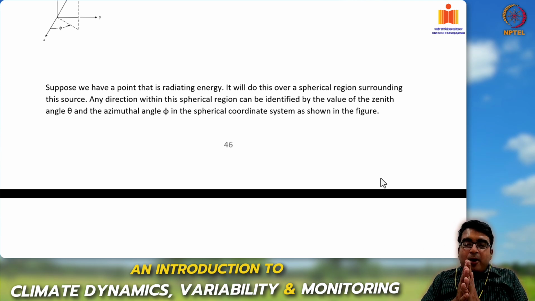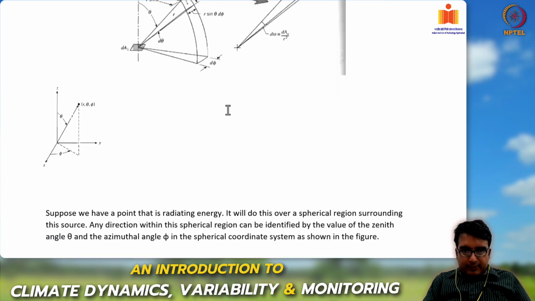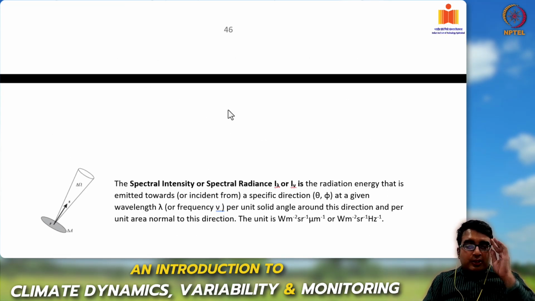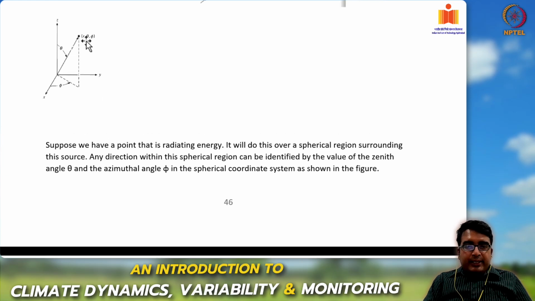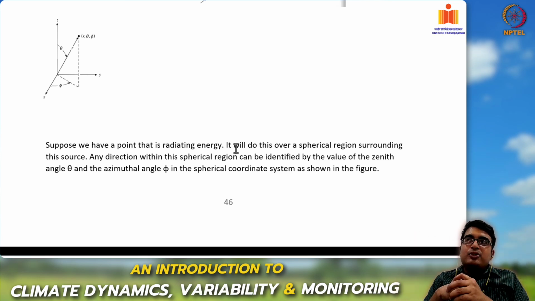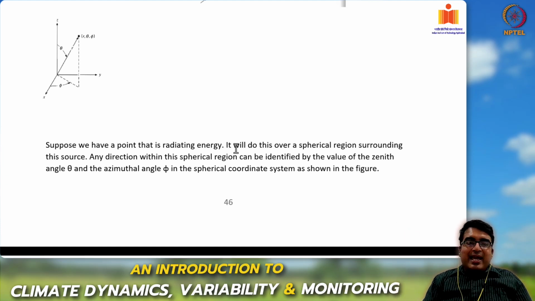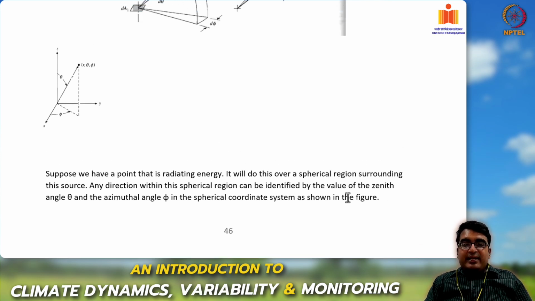Now, why is this important? Because this gives us a way to measure the radiation flux. Suppose we have a point that is radiating energy. It will do this over a spherical region surrounding this source, so a point which is radiating energy over an expanding spherical surface. Any direction within this spherical region can be identified by the value of the zenith angle theta and the azimuthal angle phi in the spherical coordinate system.